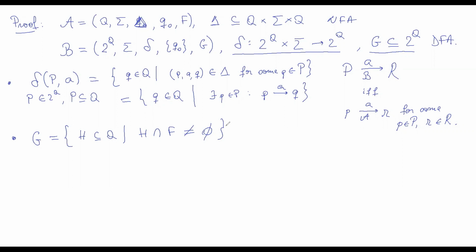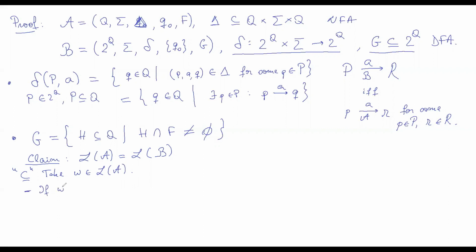And what I'm claiming now is that the language of A is exactly the language of B. And I can prove this in the following way. First, I show this inclusion. So I take W from the language of A. And I discuss now two cases.